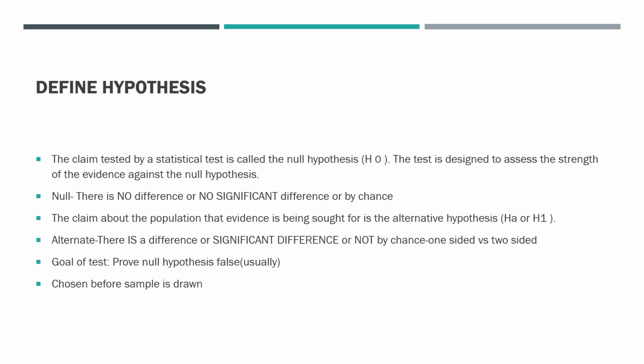So the goal of whatever test of significance you are going to apply is to prove the null hypothesis false, or in other words, prove your alternative hypothesis to be true. This hypothesis has to be chosen or defined before you pick up a sample.